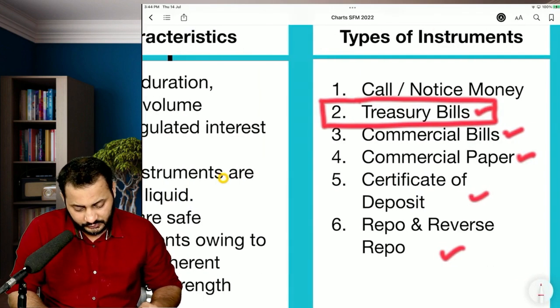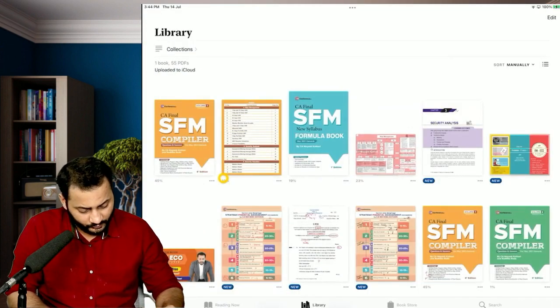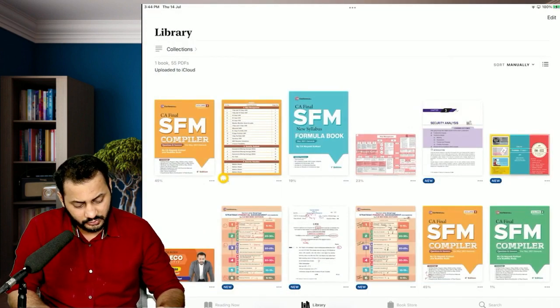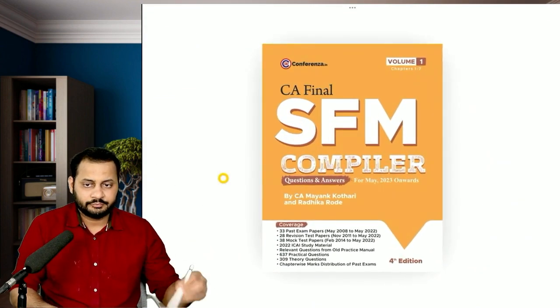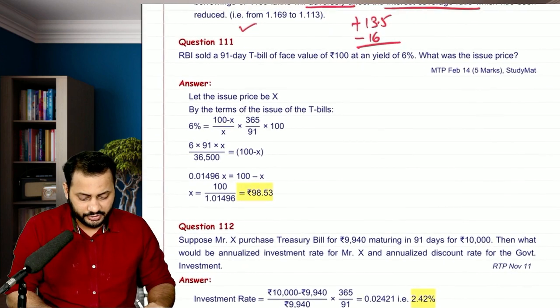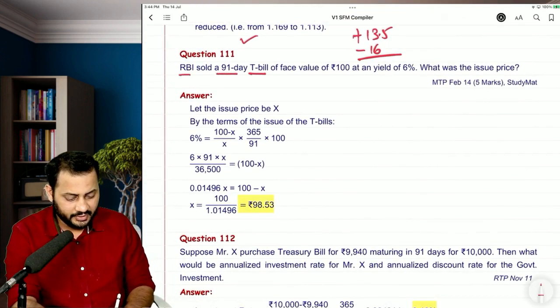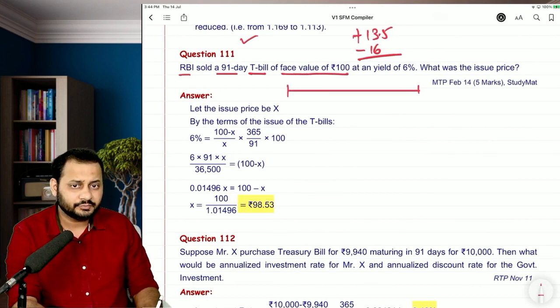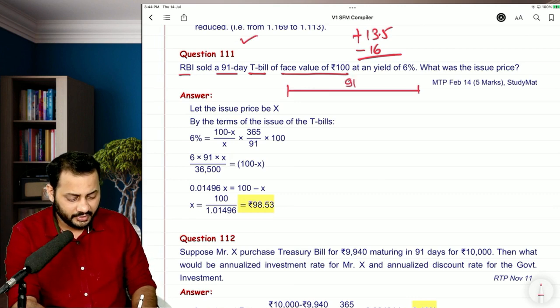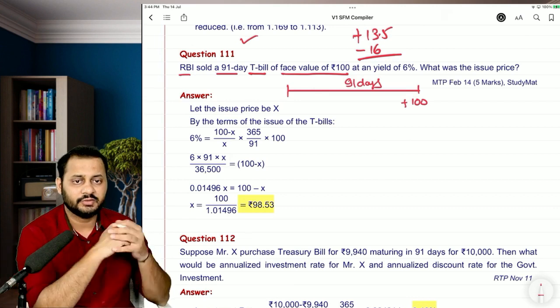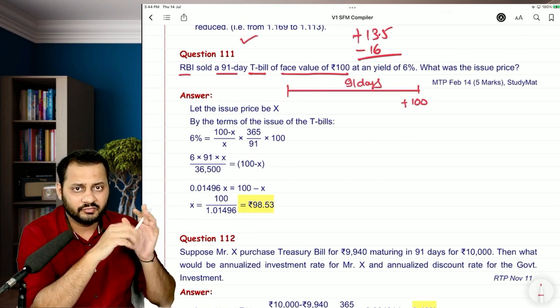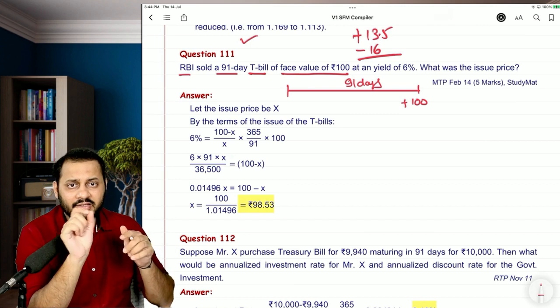Let's have a look at question number 111. RBI sold a 91-day treasury bill of a face value of 100. Understand, if they are selling a treasury bill for 91 days, it means that 100 rupees will be given back to the investor after the end of the 91 days at a yield of 6%.